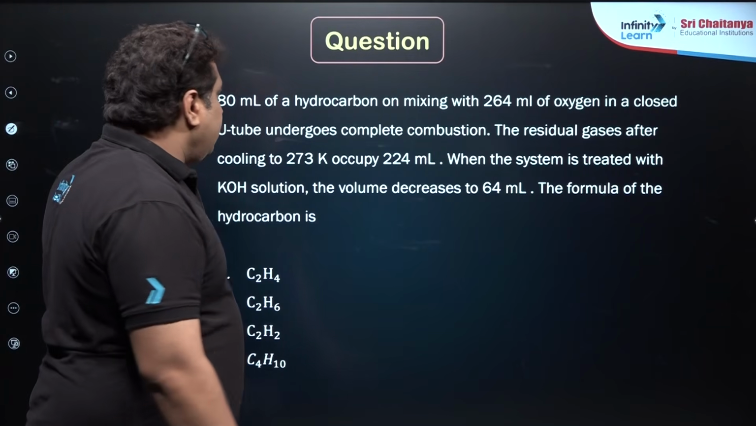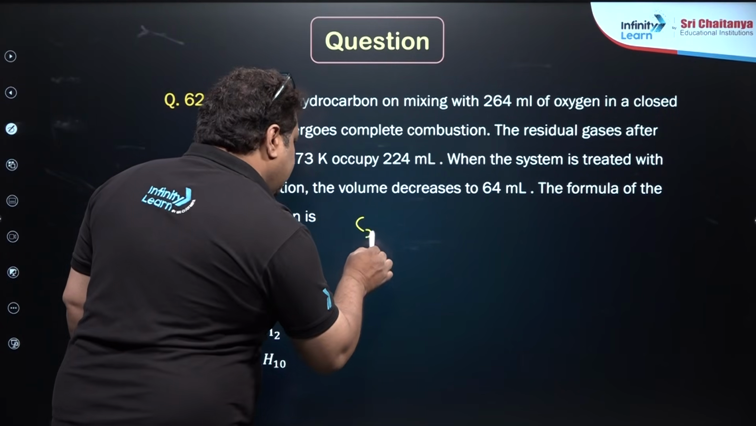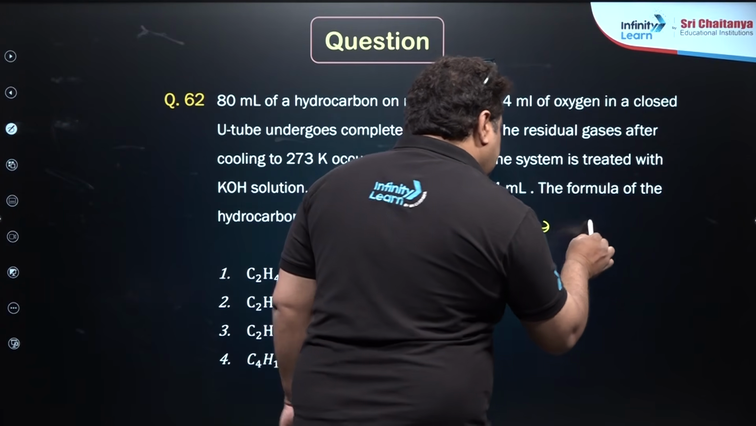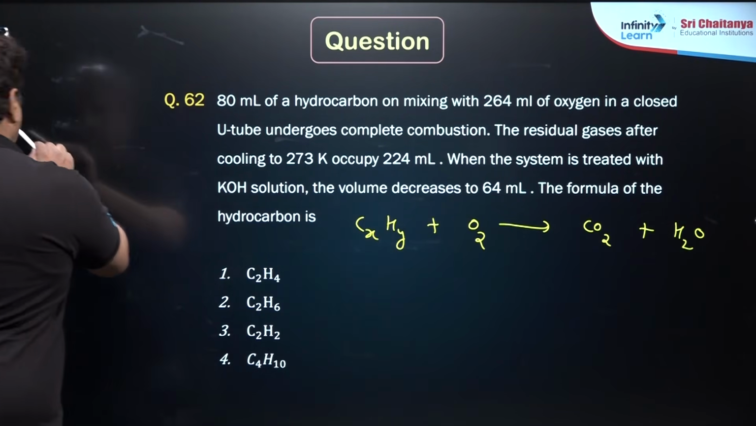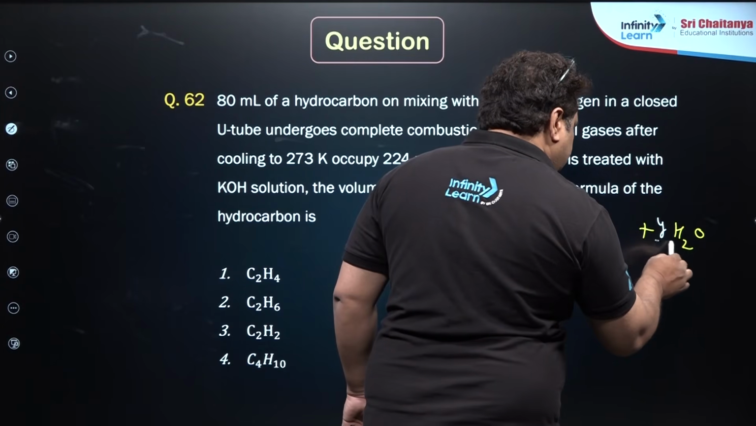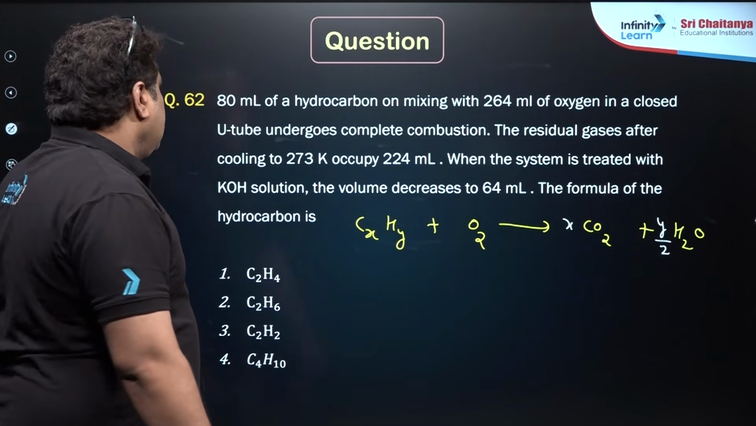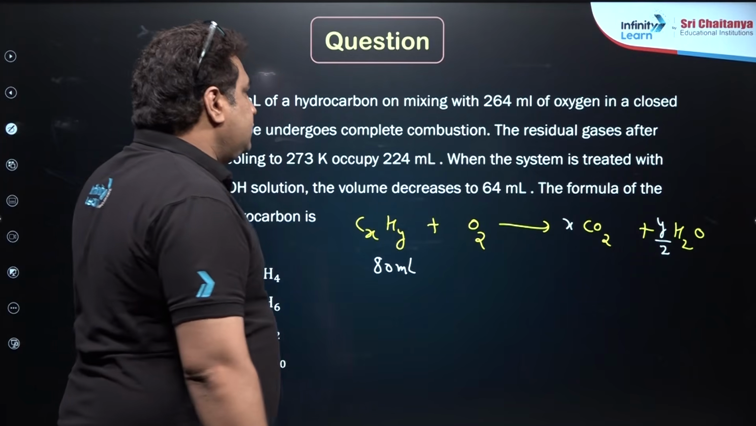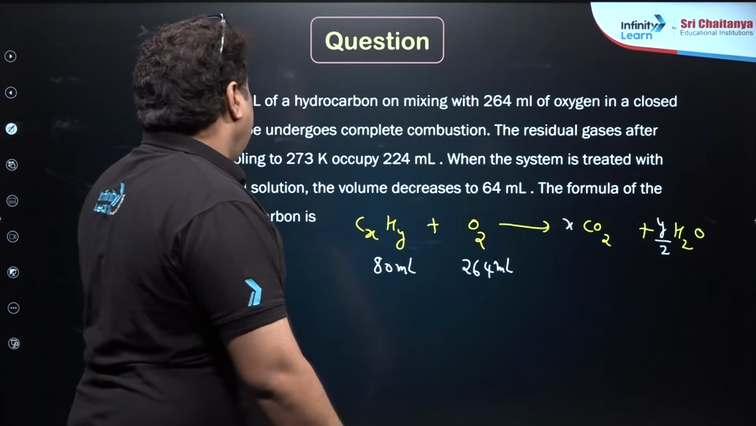Next, 80 ml of hydrocarbon on mixing with 264 ml of oxygen. So, hydrocarbon is what? CxHy is reacting with oxygen. Obviously, on combustion it will give you carbon dioxide and it will give you water, correct. So, this is x here and this will be y by 2. The 2 cancels, you will get y moles of hydrogen. So, you are taking 80 ml of this, mixed with 264 ml of oxygen, and it is burnt.